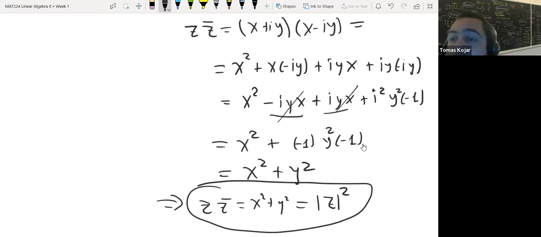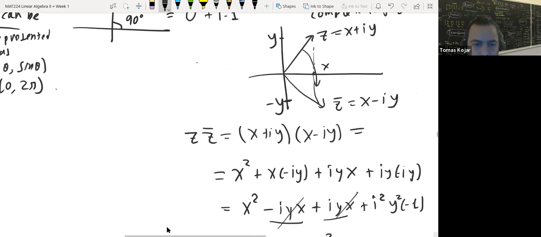Is complex conjugation only for a y-axis reflection? No, x-axis reflection. Isn't this the x-axis? You're reflecting across the x-axis. Yes, y squared, so you can factor x squared plus y squared. Yes, exactly.